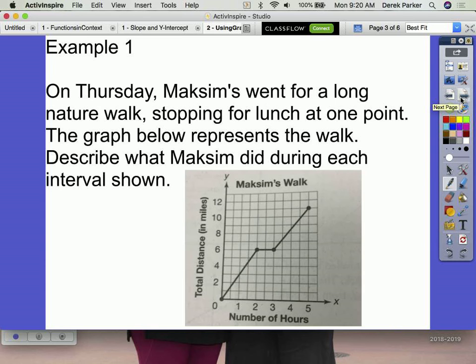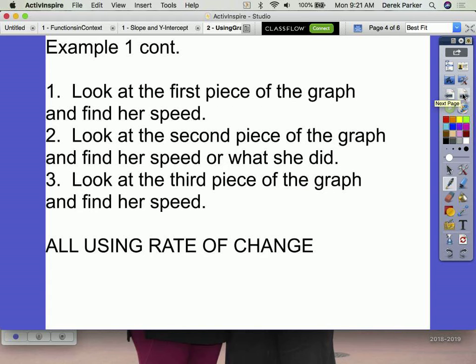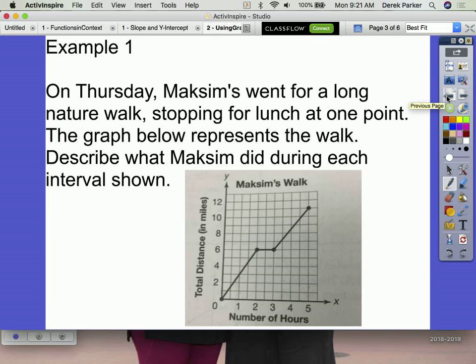For example, on Thursday, Maxims went for a long nature walk, stopping for lunch at one point. The graph below represents the walk. Describe what he did during each interval shown. Okay? So, first step, look at the first piece of the graph and find her speed. So we're looking at this part right here.